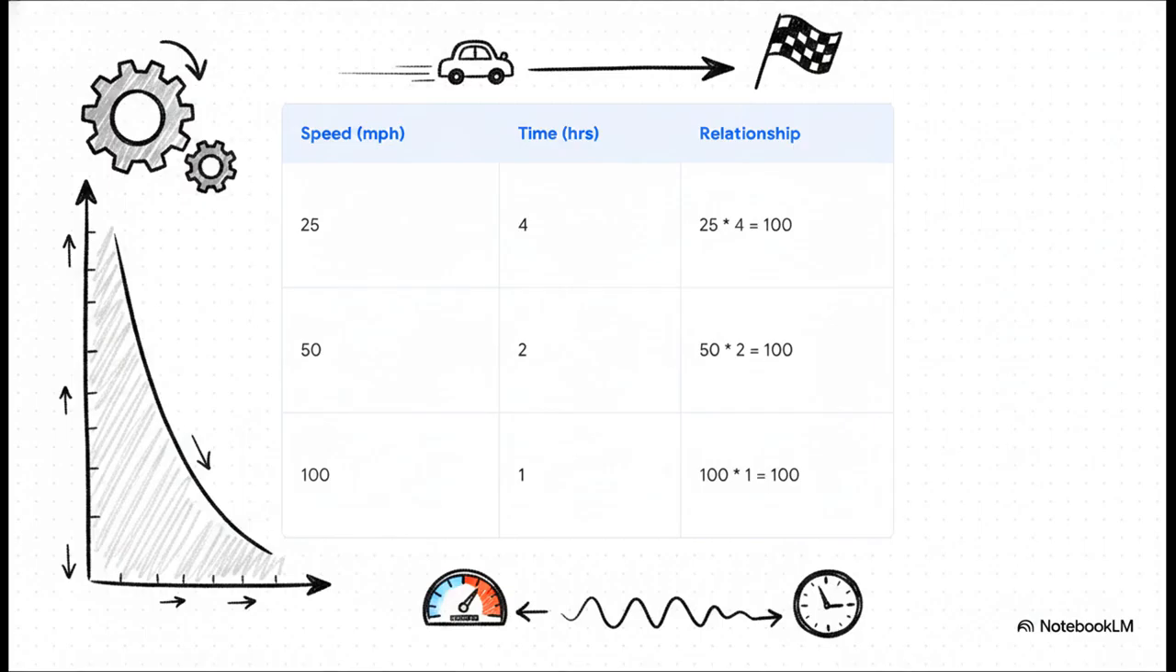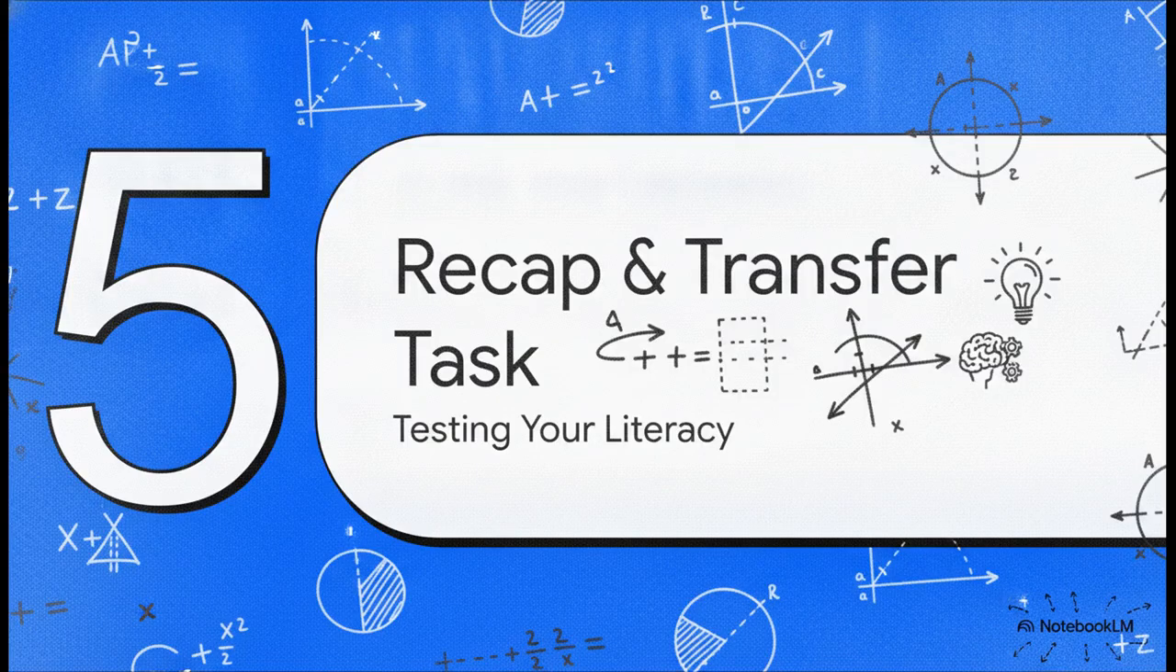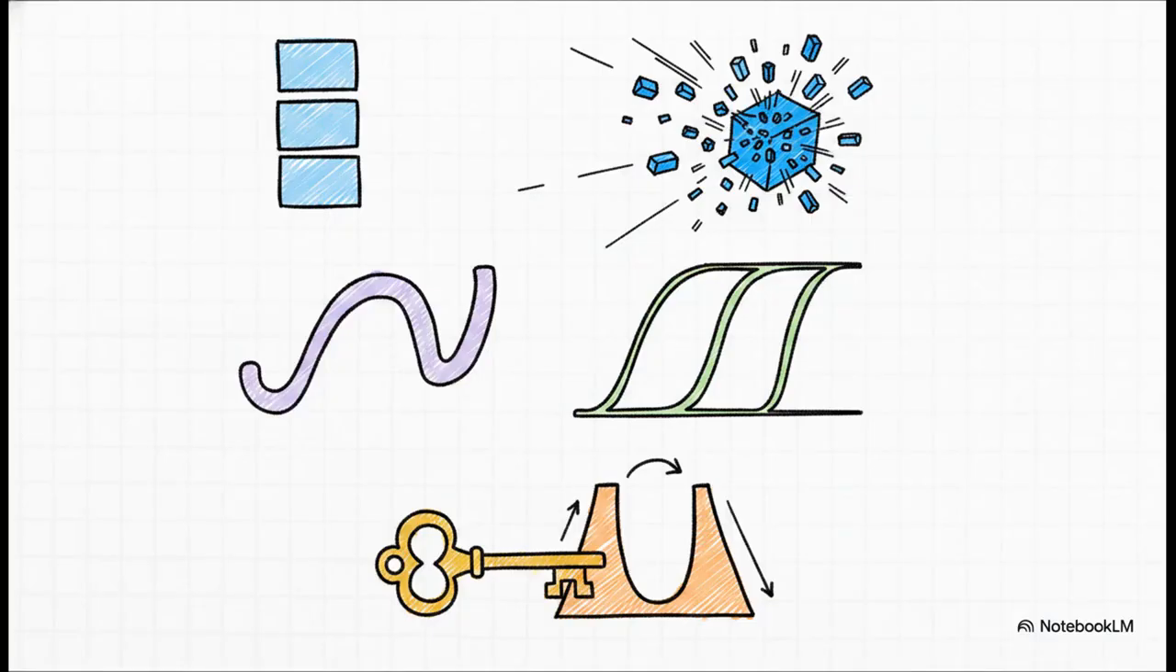As one goes up, the other simply must go down to maintain that balance, and that traces a perfect inverse variation curve. Finally, Section 5, Recap and Transfer Task. All right, let's sum this all up in 3 quick sentences. First, remember that linear functions add equal differences, while exponential functions multiply by equal factors.